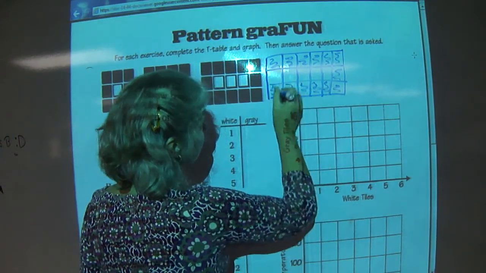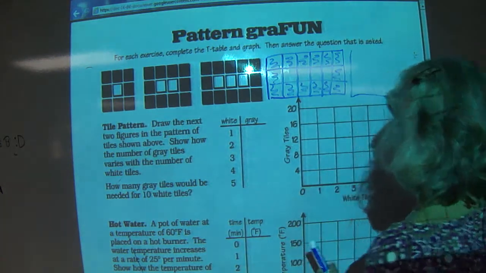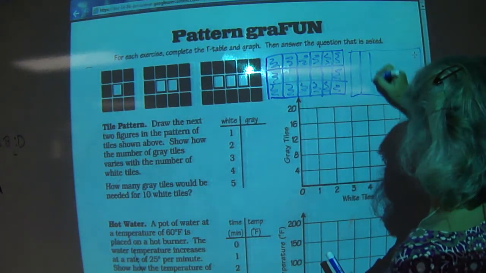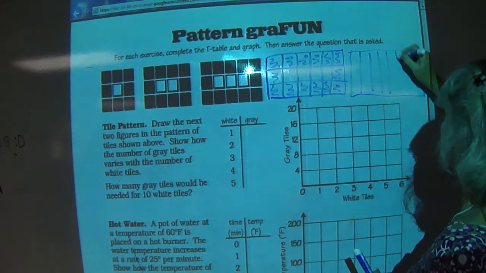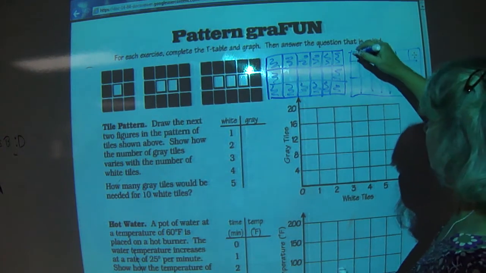Obviously, I'm such an artist, right? And what's the next one going to have? 5 in the middle? Yeah. So we're going to need 7. 1, 2, 3, 4, 5, 6, 7. 3 again. And just draw it.